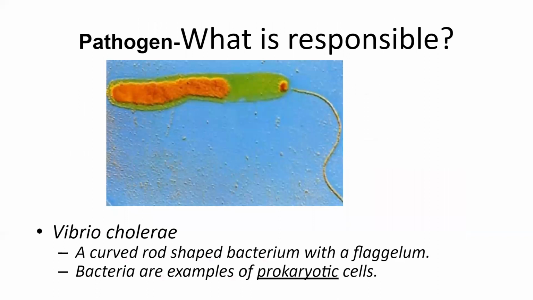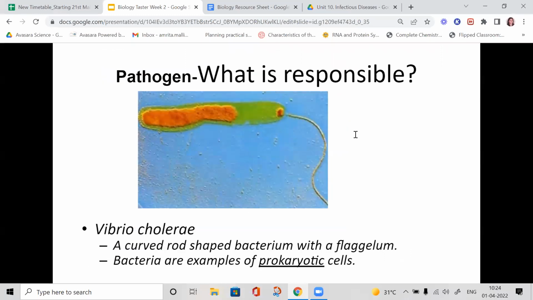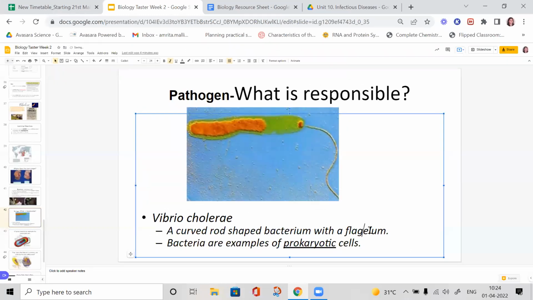So who is responsible for this cholera? It is this bacteria. This is a very powerful microscope image. Otherwise, the bacteria is invisible to our eye. It's so small. And you can see this bacteria has a tail like flagella to swim. That's how it moves in water. Read the spelling, Vibrio cholerae. Vibrio cholerae is a curved, rod-shaped bacteria with a flagellum. Sorry for the spelling mistake. This is flagellum.